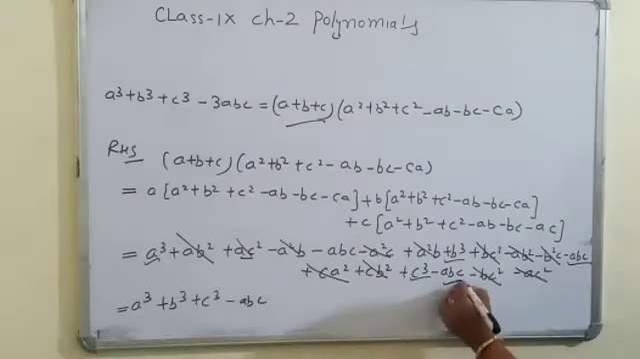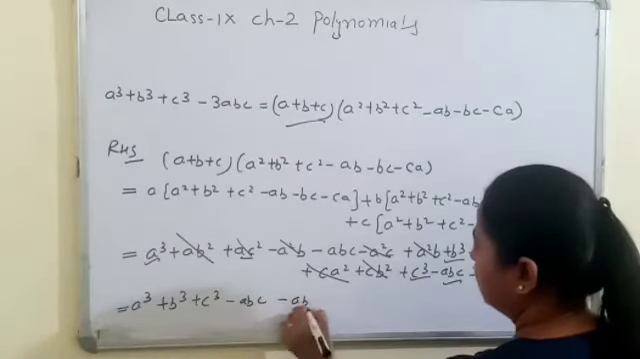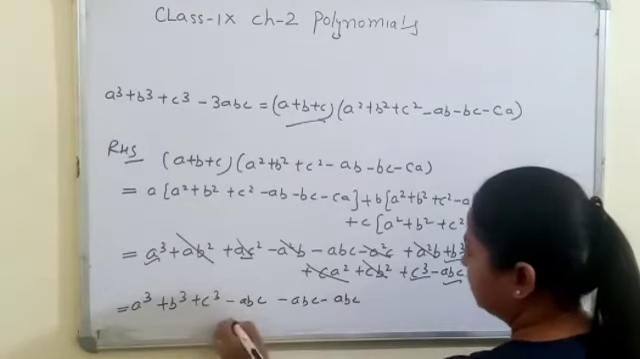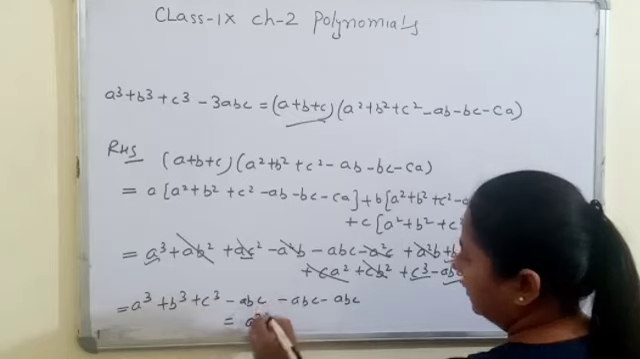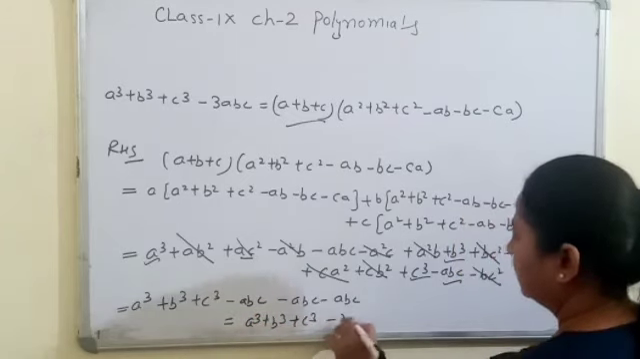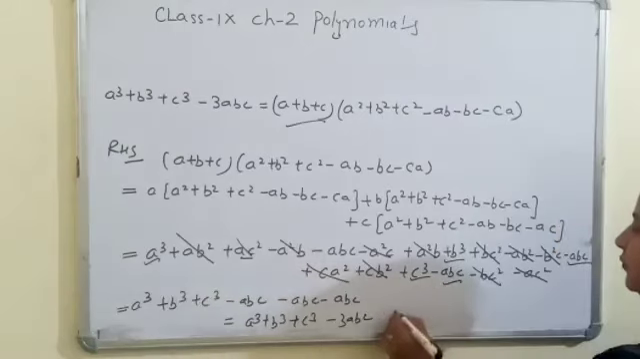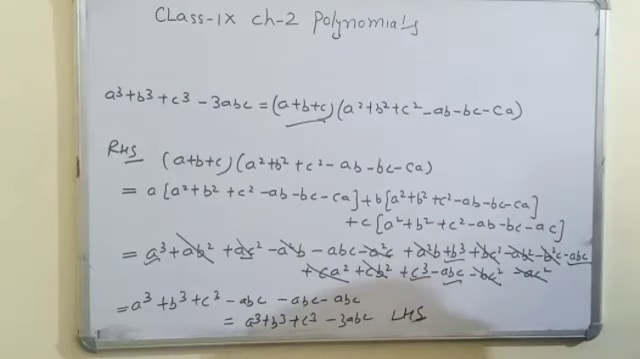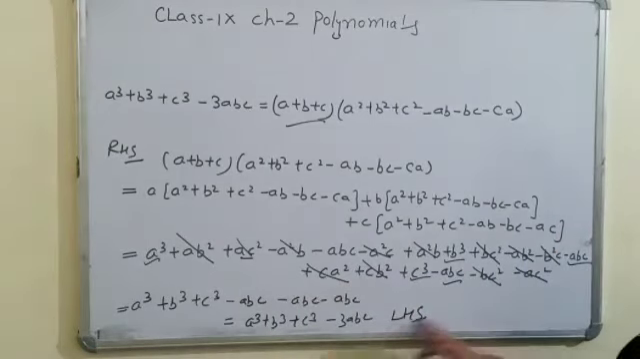Minus abc and minus abc. It means minus abc is left up to 3 times. All other values are cancelled with each other. So you can see we are equal to our left side. So this was the derivation.